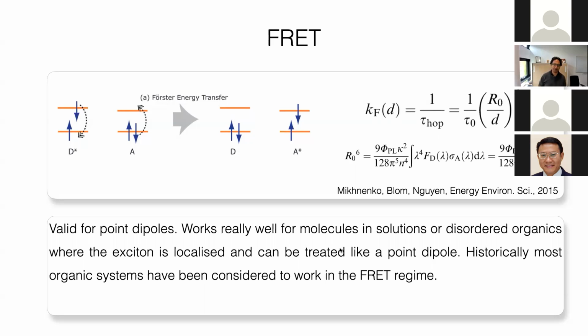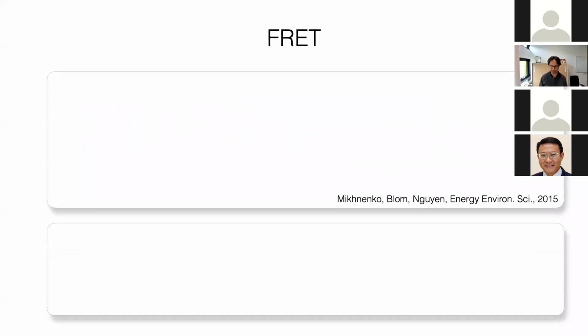But essentially, the thing to keep in mind is that FRET is normally within this point dipole approximation, right? So we treat our molecules like point dipoles. And this works very well for molecules in solution, for instance. If you have a molecule in solution, they're clearly acting like point dipoles. Or if you have a film of organic semiconductors, but the film is very disordered, then again, the FRET approximation works really well. And in fact, if you were to look back in the literature of organic semiconductors for the last 20, 30 years, we have mostly talked about the FRET mechanism and dealt with transport within this FRET mechanism. So this is by far the dominant model for our understanding of exciton transport in organic semiconductors.